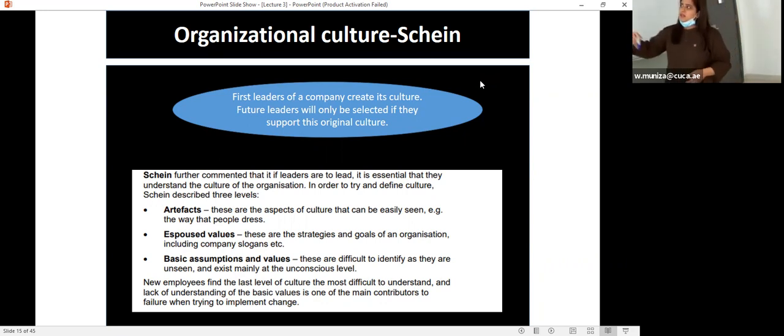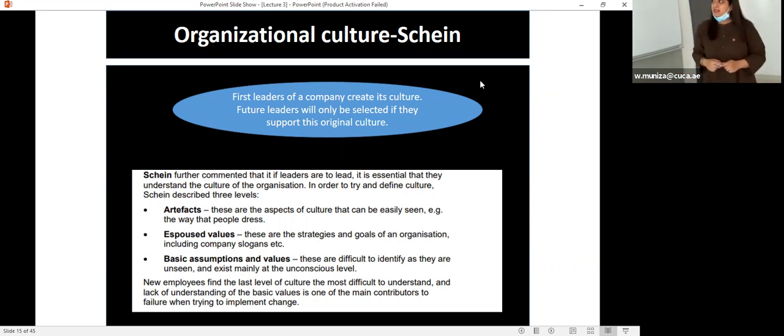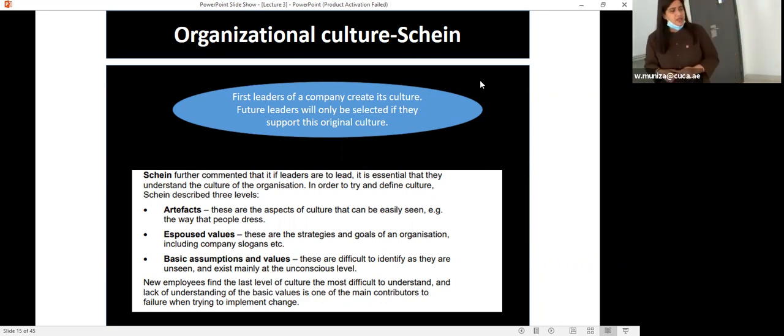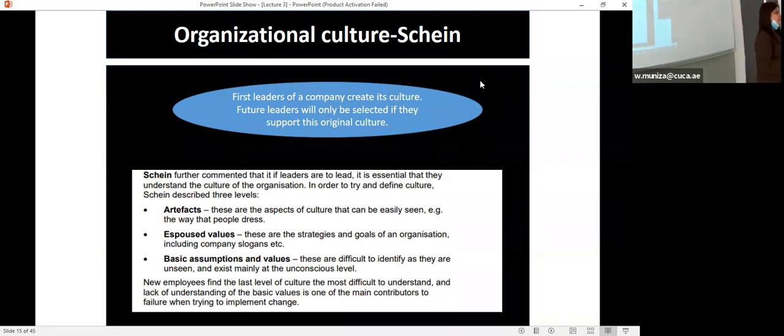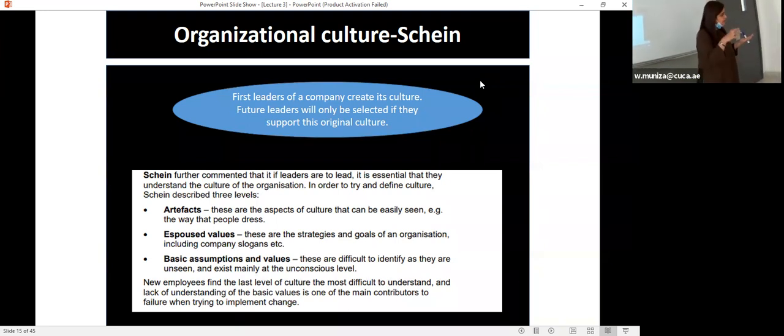So he told that first leaders of the company create its culture. Future leaders will only be selected if they support this original culture. So the persons who are going to follow the leadership strategies of the initial leaders will only be selected to lead the organization further. So according to Schein, the first leaders of the organization make the culture of the organization, and apart from that, whoever comes to the organization will be following the initial leadership strategy.